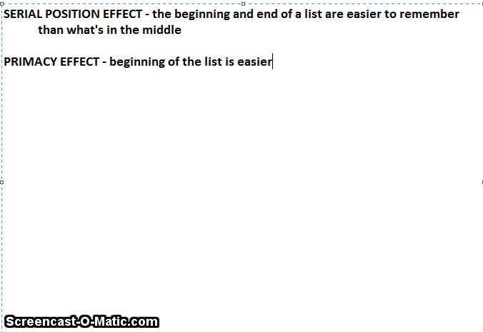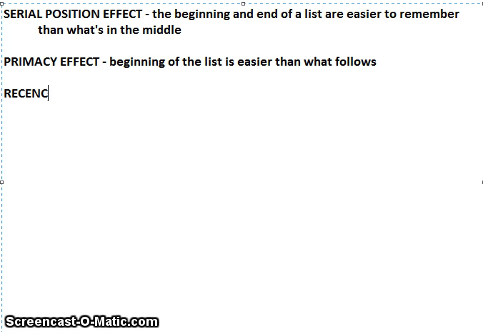And this also explains things like first impressions, because if you meet someone, the very first impression you have sticks the best. Primacy effect is responsible for that, and we'll talk about that more in chapter 12.